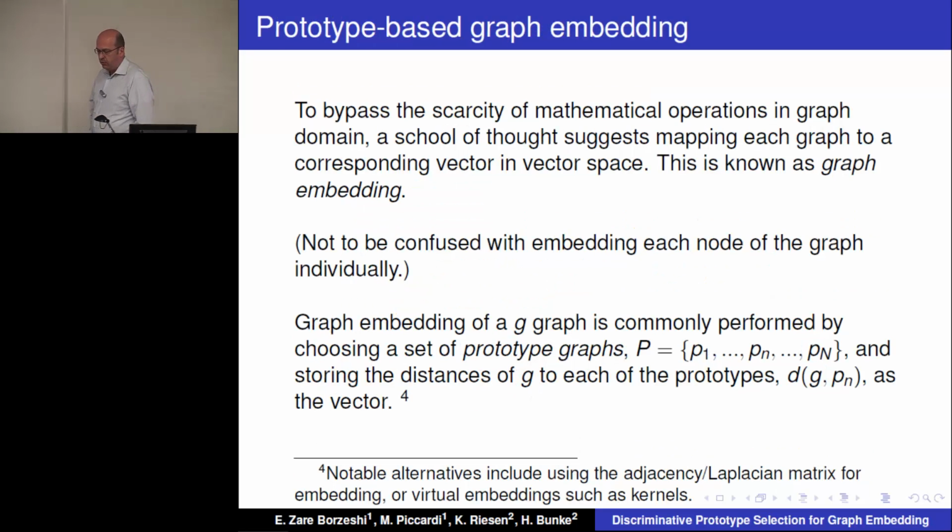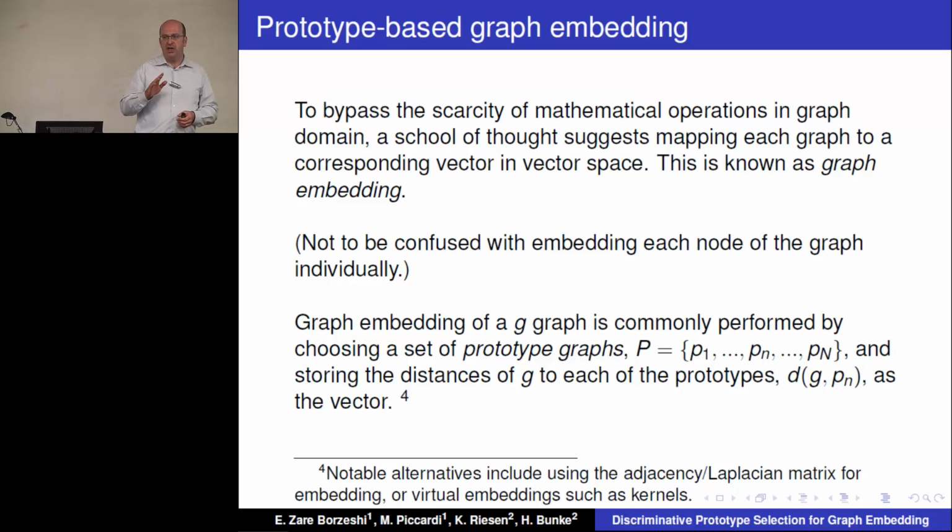So the workaround for the scarcity of mathematical operations on graphs is typically, or at least there's a school of thought in the graph research community that tries to get rid of the graph, let me say, as soon as possible. So the graph is strong, you build it for representing the structure in your data, but as soon as you build the graph, you try to convert it into a feature vector. And this operation, as you probably know, is called graph embedding. You embed the graph into vector space.